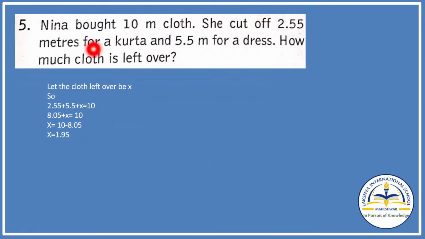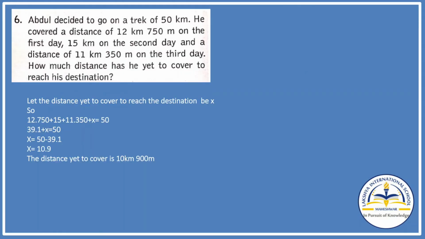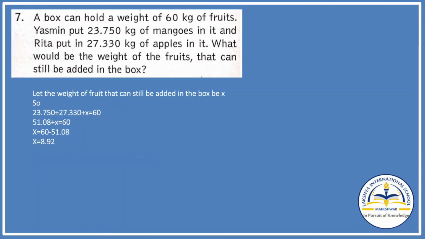Now Nina bought 10 meters of cloth. She cut off 2.55 meters for a kurta and 5.5 meters for a dress. How much cloth is left over? So 2.55 plus 5.5 plus x equals 10. Now you have to add these values, plus x equals 10. Now subtract this value from 10. You will get 1.95, as you saw in our previous question. This question is the same as question number 4 and 5. In the same manner you solve this question.